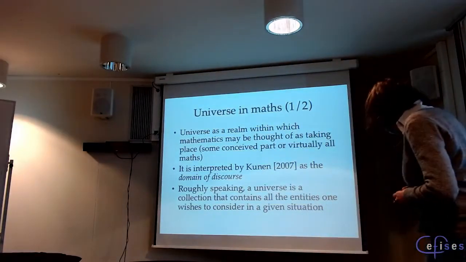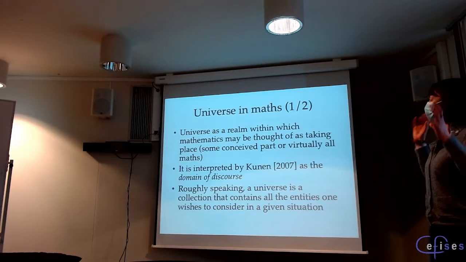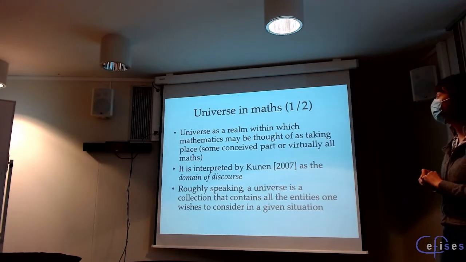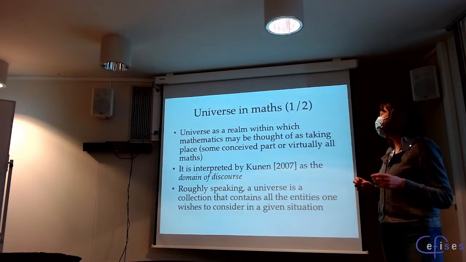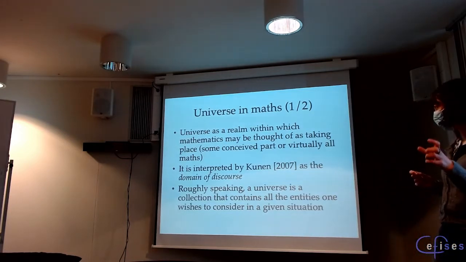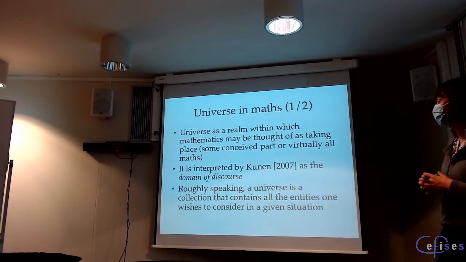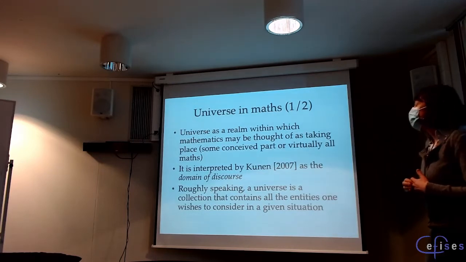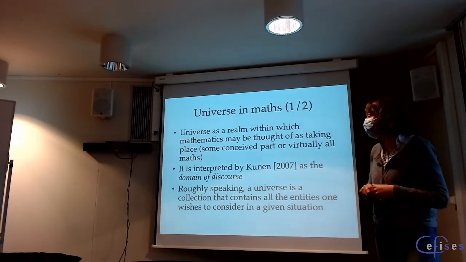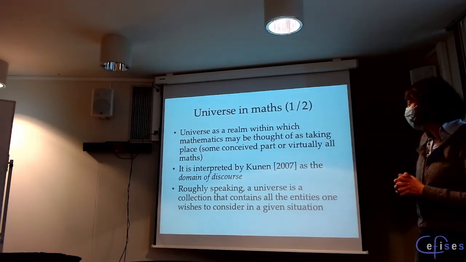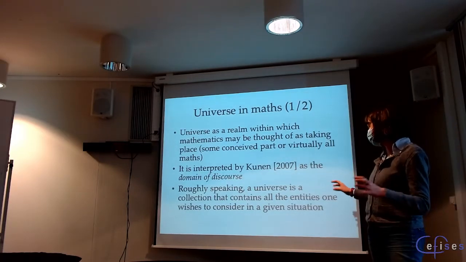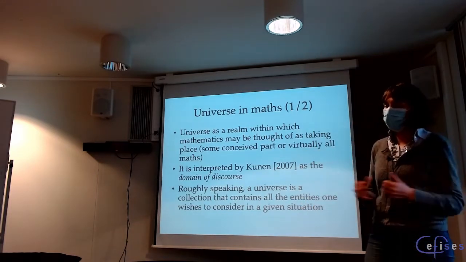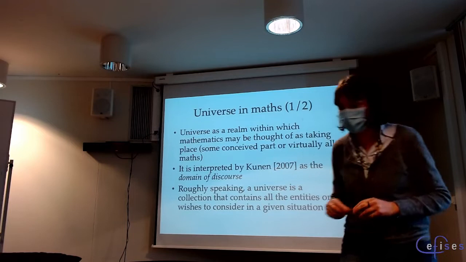So first of all, the universe in mathematics. From an informal point of view, the universe is a realm within which mathematics takes place. It can be some conceived part of the field, but it can be all mathematics that takes place in the universe. So roughly speaking, it can be interpreted as the domain of discourse of mathematics. So a universe is a collection that contains everything you need to deal with a given mathematical situation.